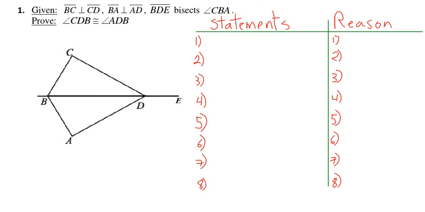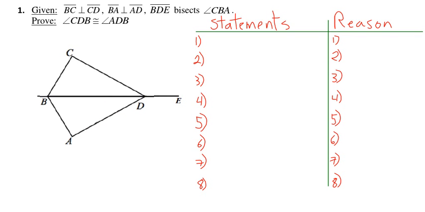And then the final objective is to prove that angle CDB is congruent to angle ADB. So I'm just putting a dot here to identify what it is that we have to prove at the end, but I'm not marking them congruent because we do not know that they are congruent. So it's angle CDB congruent to angle ADB.